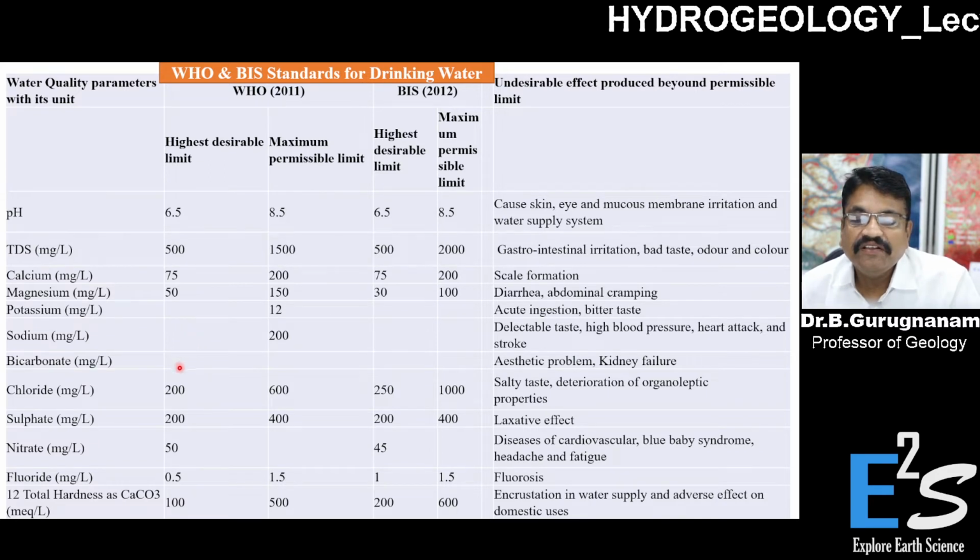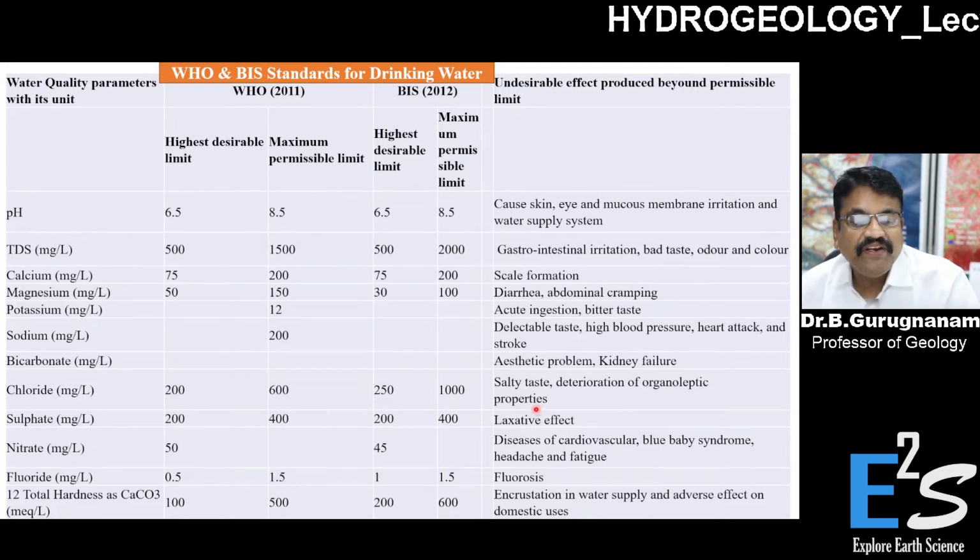And for bicarbonate, no limits are suggested, but issues will come if you take a higher amount of bicarbonate, that is, aesthetic problems and kidney failure. And similarly for chloride, between 200 to 600 and 250 to 1000, it gives a salty taste, and deterioration of organoleptic properties will also come.